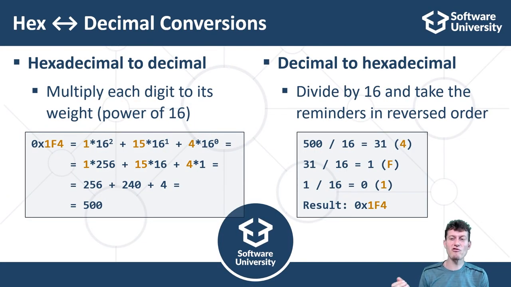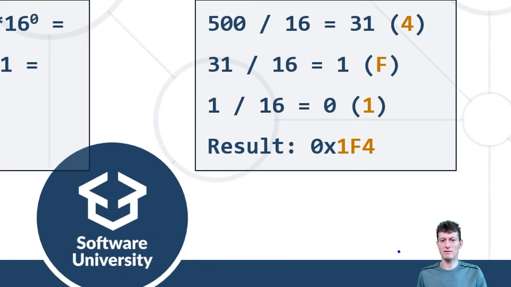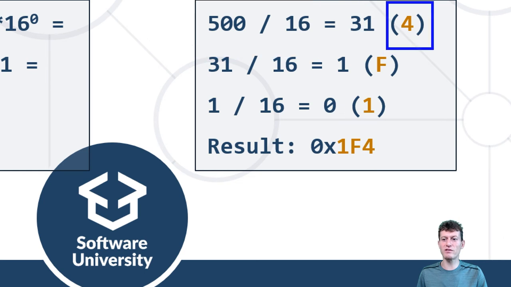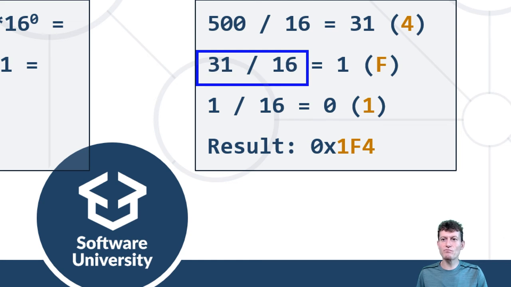Converting in the opposite direction, from decimal to hexadecimal, is done by continuously dividing by 16 and taking the remainders in reverse order until we reach 0. Let's take, for example, the decimal number 500. We divide 500 by 16 and we obtain 31 with remainder 4. This remainder gives the last digit of the converted number. Then we divide by 16 the value 31 obtained from the previous step, and we obtain 1 and remainder 15, which corresponds to F.